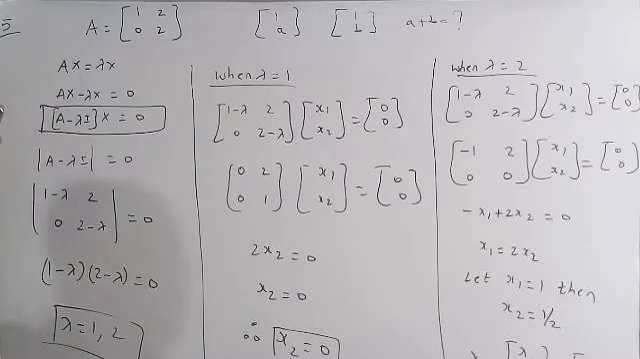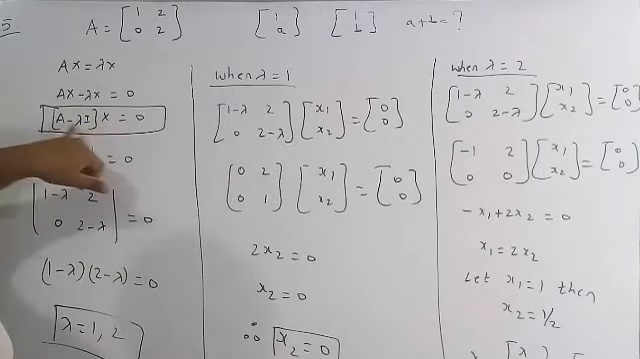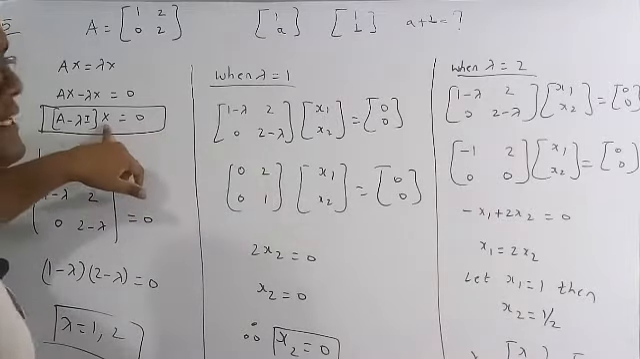Now, for these eigenvalues we have to find the eigenvectors. When lambda is equal to 1, we are going to find the eigenvectors from this relation. A minus lambda I is 1 minus lambda, 2, 0, 2 minus lambda, and in place of x is a matrix.